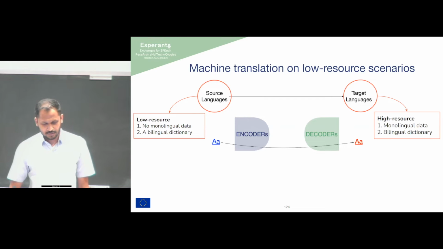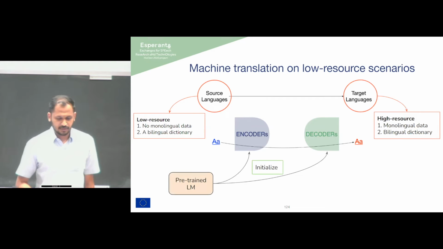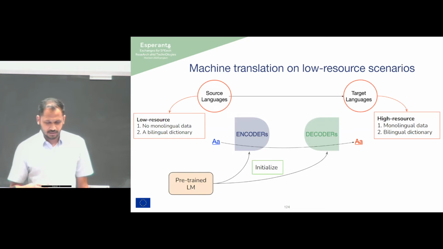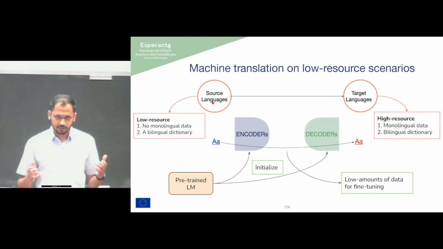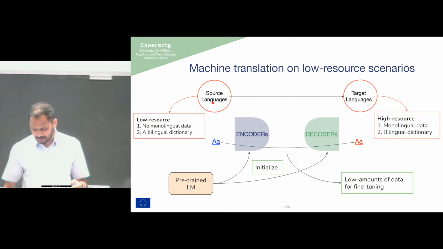And the standard way of doing it is we can train a language model, initialize both the encoder and the decoder, and then fine tune it on low amounts of data. Here, the low resource scenario applies for the source language. So we do not have a lot of monolingual data in the language. We just have a very low amount of parallel data between source and target language.